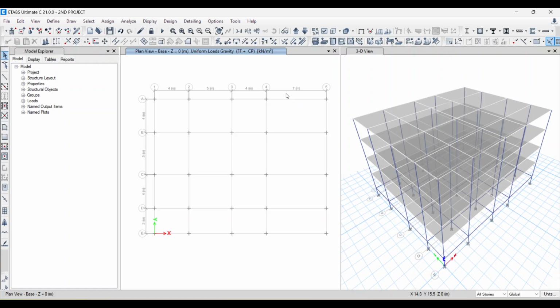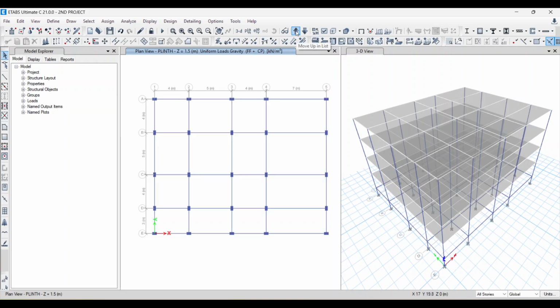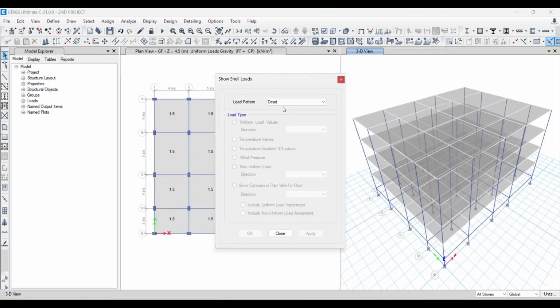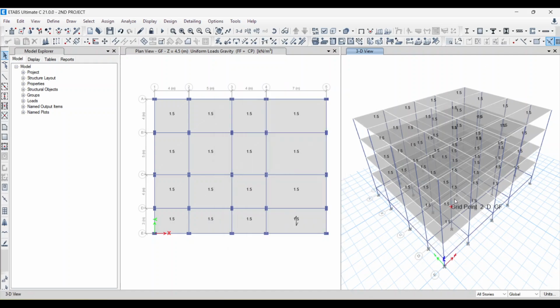Okay, and if you want to check whether the load is applied or not, I'm coming on the top floor. Yeah, here I am on plinth now. Now I am on the ground floor. So here you see all the loads are applied. Okay, and if you want to check in 3D, the option here, special load assigns. From here you can see floor finish plus ceiling plaster applied. Okay, so here you see 1.5 kilonewton load is applied to your whole structure. That means on all the floors.